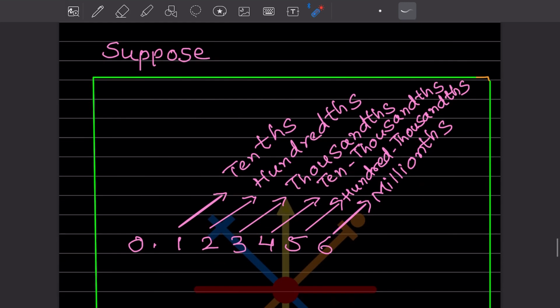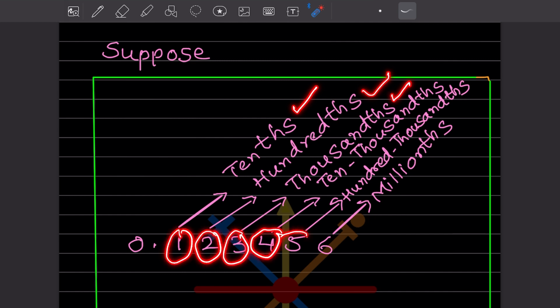So now look at here, I have given this table. This is the tenths part. After the decimal, whatever is there, you have to look at it. So this is tenths, this is hundredths, this is thousandths, this is ten-thousandths, this is hundred-thousandths, and this is millionths. Hope this is clear to you.